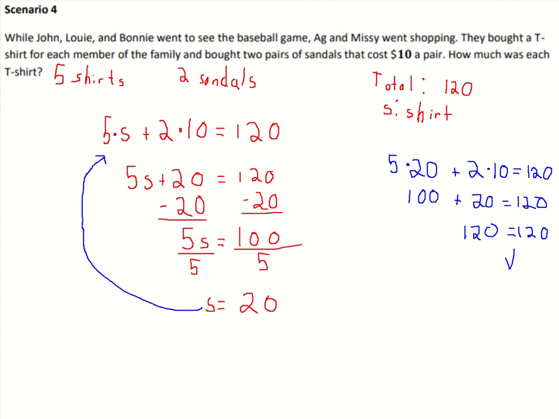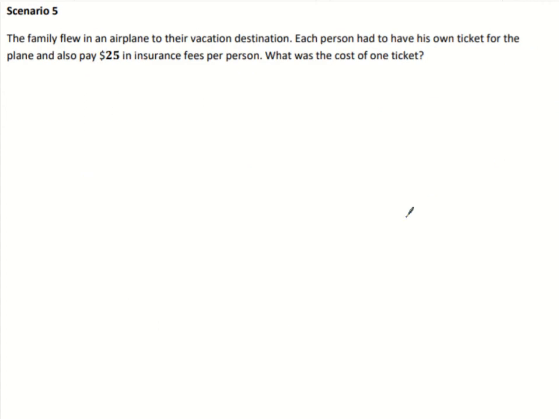Now we have one more scenario for us to go over in this video, scenario 5. In order to get to their vacation spot, they flew in an airplane. They got some airplane tickets. Each person obviously needed their own ticket for the plane, and they also paid $25 in insurance fees per person. So there was the cost of the ticket, and then $25 extra that everyone had to pay.